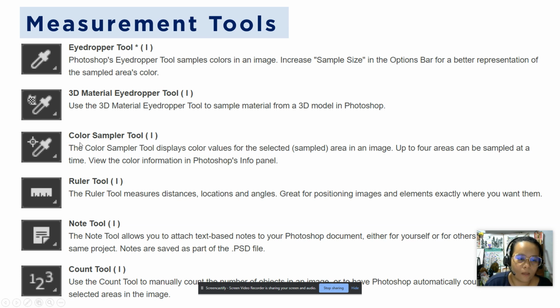So another is color sampler tool. The color sampler tool displays color values from the selected sampled area. Then you have the ruler tool. If you want to measure, use the ruler. You have the notebook. You put notes on your layers. Pwede yun. And you have the count tool to manually count the number of objects.